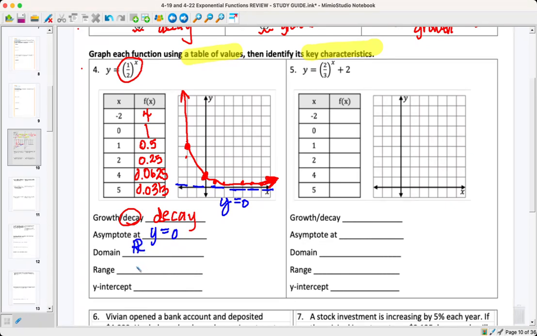My range is going to be above my asymptote. So if this is my asymptote right here at 0, the graph is above it. If the graph is above it, that means my range is greater than 0. Or you can write it in interval notation as 0, comma, infinity, close parenthesis. The y-intercept is where x is 0. x is 0 here, so my y-intercept is the ordered pair 0, comma 1.